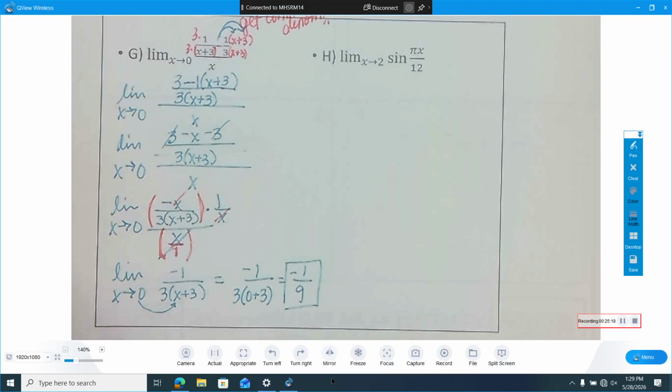If I'm showing my work, do I have to write the limit every time? Yes, every time. Until you do the direct substitution, you have to carry on the limit notation.